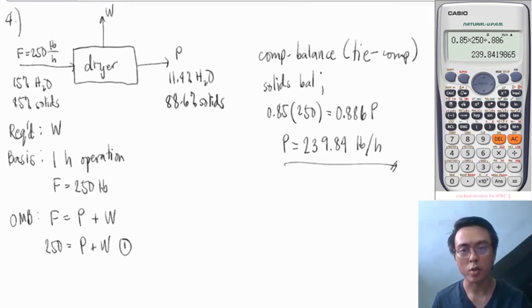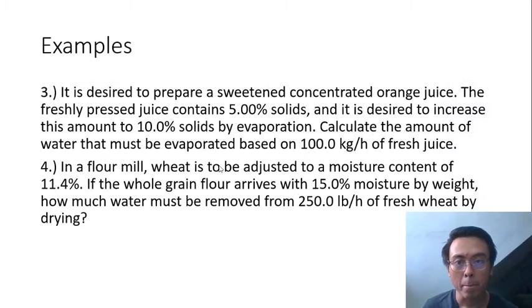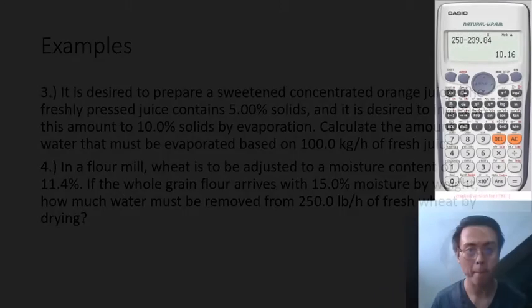But we are looking for the value of W. So you substitute this to your OMB. You can solve for the value of W as 250 minus 239.84. And we have the following results. That's 10.16. Let's take a look at how many significant figures we should have. This is 3 significant figures. This is also 3. This is 4. Okay, let's use 3 significant figures.